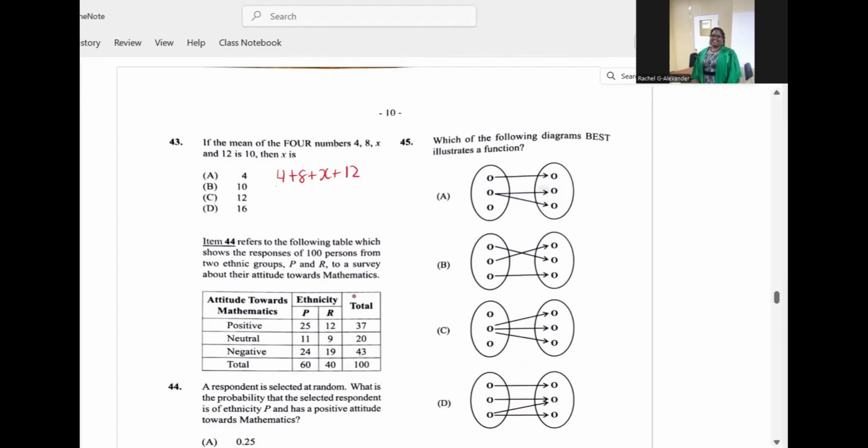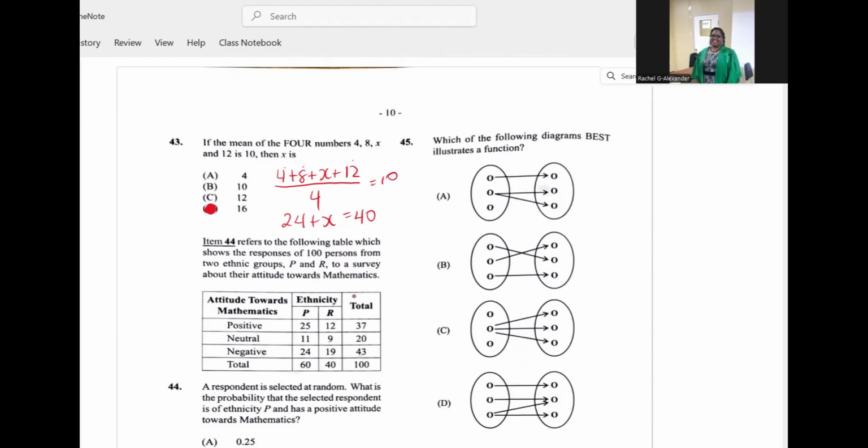Over 4 equals 10, right? So we're still trying to get 40 as the total. So it means 4 and 8 is 12, and 12 is 24, plus some number is equal to 40. That means that x has to be 40 minus 24, which will give me 16. And you can walk it back. Add 4, 8, 16, and 12, and then divide by 4, and you will get 10.